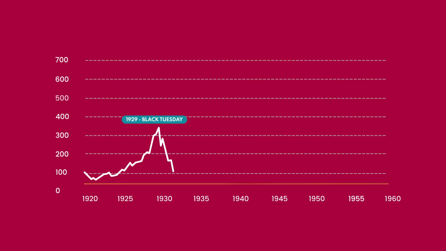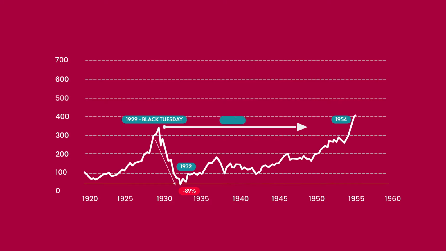The downward march continued until it bottomed out in the summer of 1932, when the Dow closed at 41 points, its lowest level in the 20th century, 89% below its peak. The Dow did not return to its pre-crash high until November 1954.